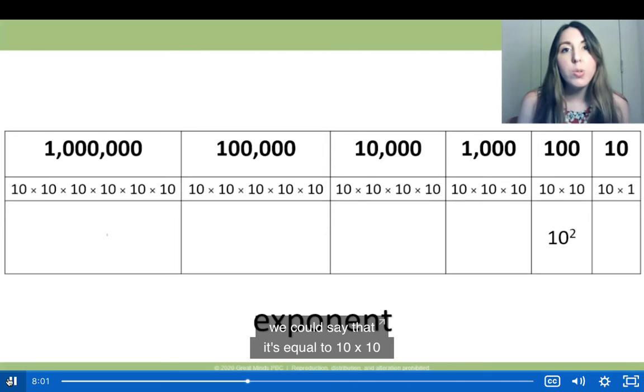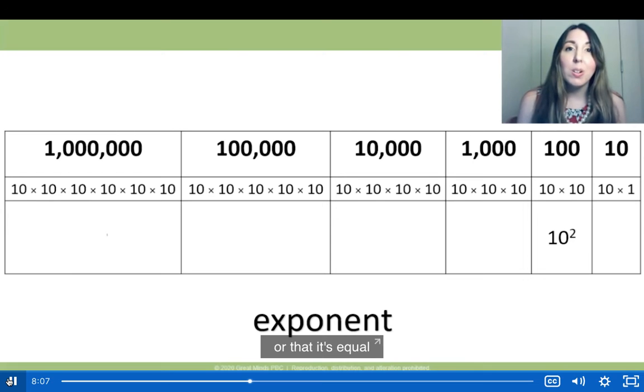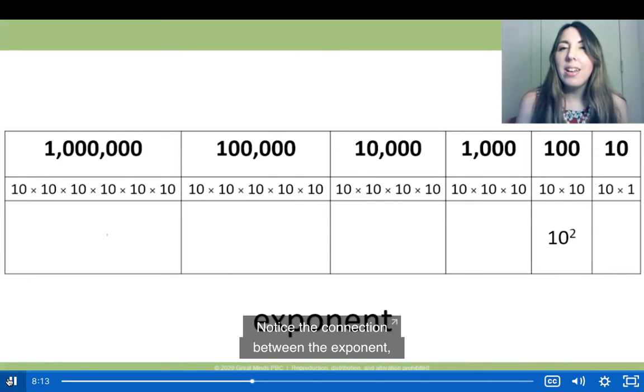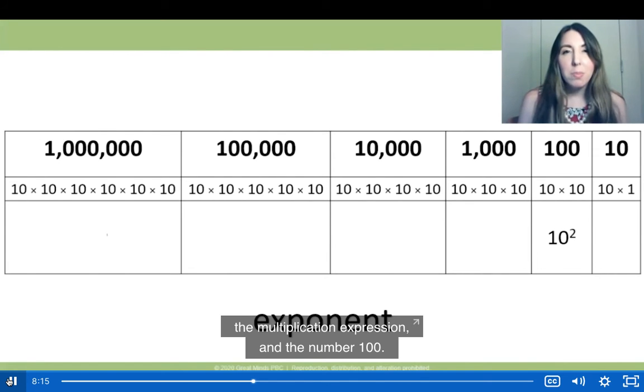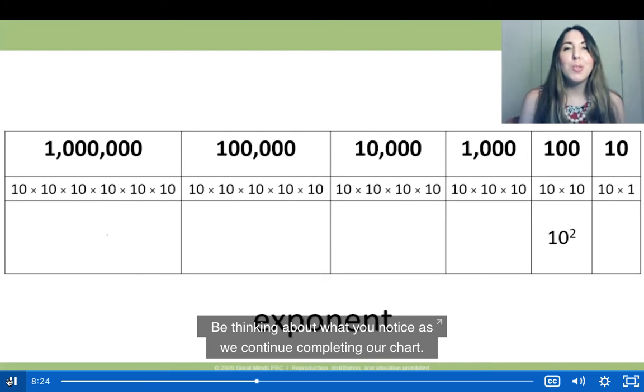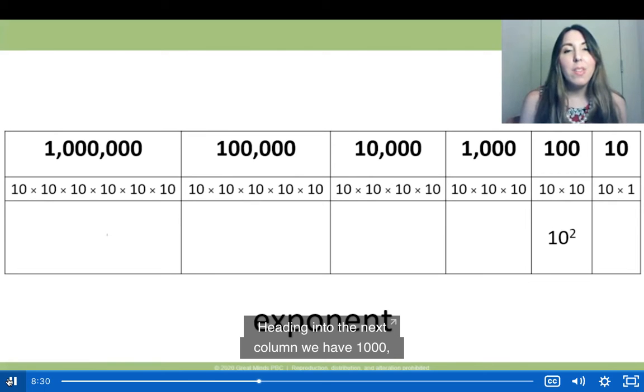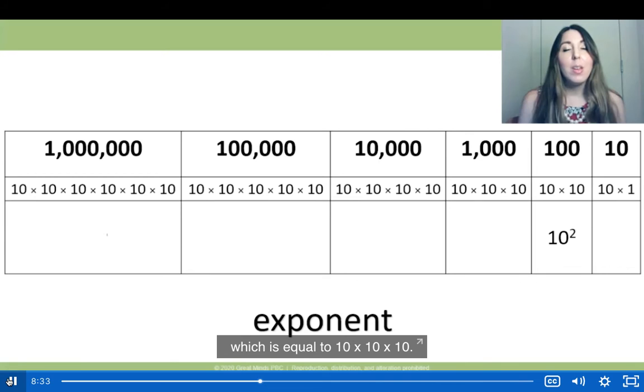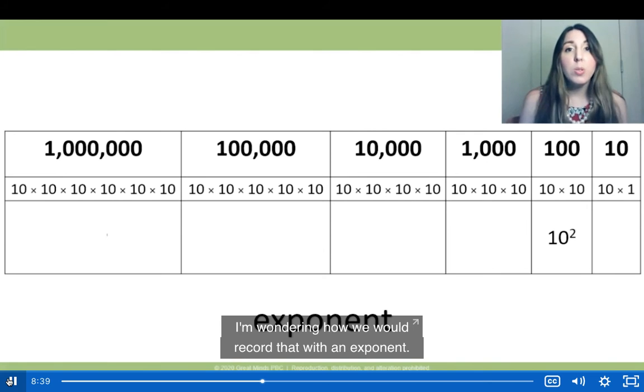So for the number 100, we could say that it's equal to 10 times 10, or that it's equal to 10 to the second power. Notice the connection between the exponent, the multiplication expression, and the number 100. Be thinking about what you notice as we continue completing our chart. Heading into the next column, we have 1,000, which is equal to 10 times 10 times 10. I'm wondering how we would record that with an exponent.